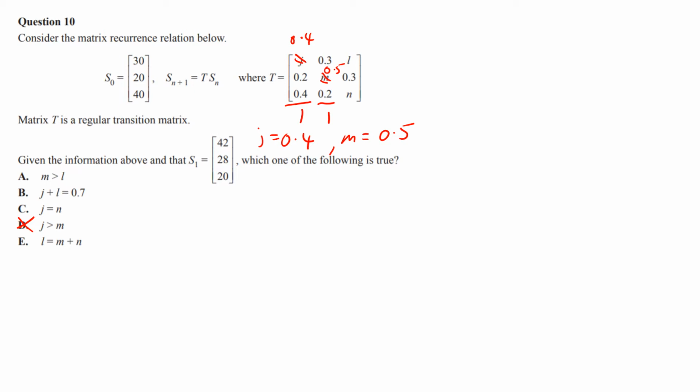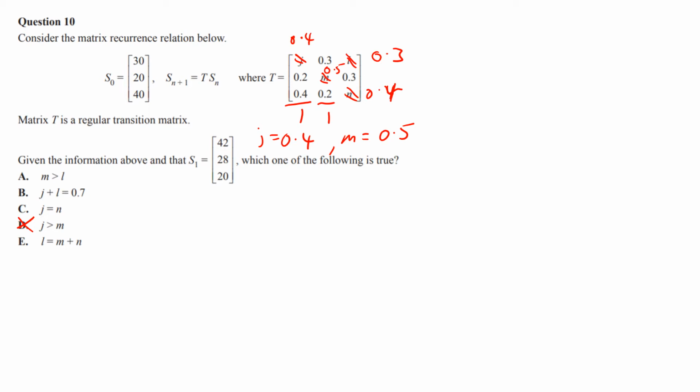Now, M greater than L, I'm not sure about, because we can't just do the column thing because we've got two unknown numbers. But if we say J plus L equals 0.7, some possibility there. But if we say J equals N, think about this. That means that this is 0.4. So then this must be 0.3. So we've got 0.3, 0.3, 0.4.